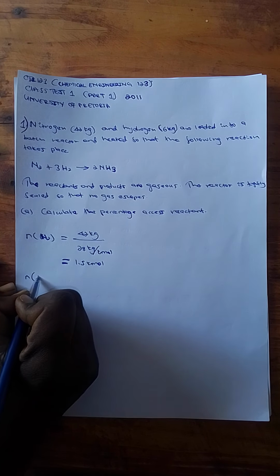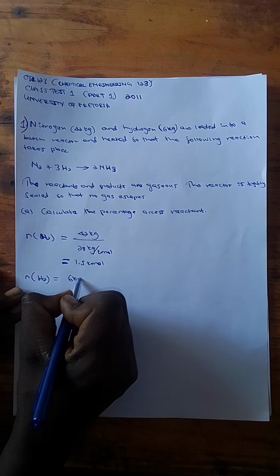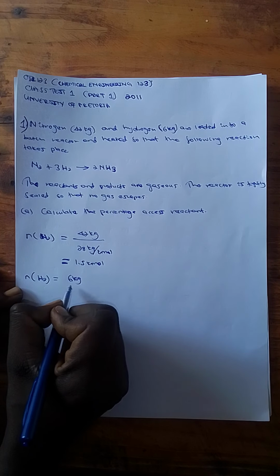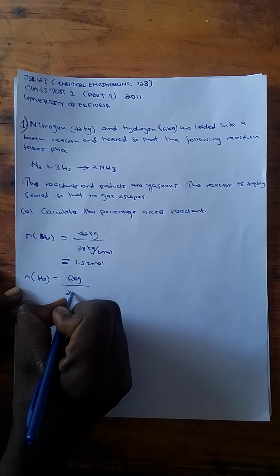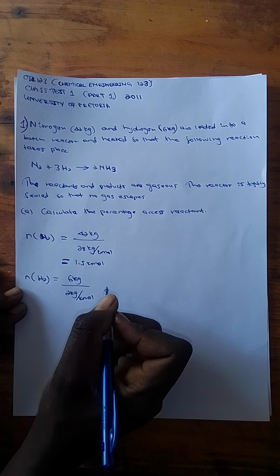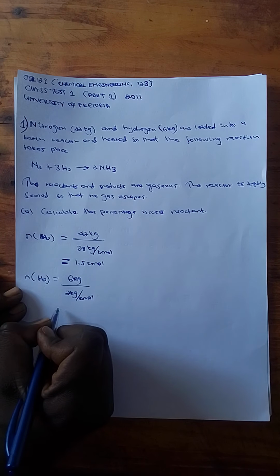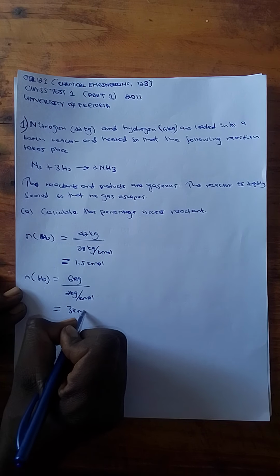Now going further, calculating the number of moles of H2, it gives us 6 kilograms over the molar mass of H2, which is actually 2 kilograms per kilomole. And if you use your calculator, it gives you 3 kilomole.